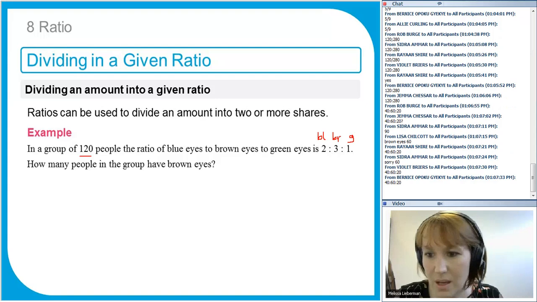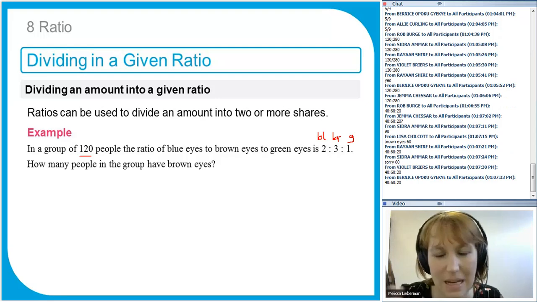So we've got brown eyes 60. Good, that's the easy one to work out, I think. Actually, I think the green one is probably the easiest one to work out. So we've got 20, and then the others are just multiples of that. So once I know that the green represents 20, I can multiply up. But let's look at the steps in the calculation.